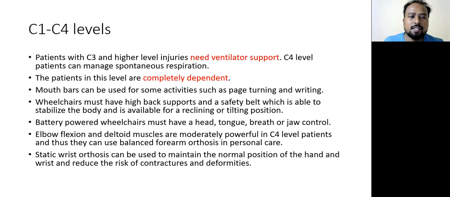If it is a complete injury at the C1 to C4 levels, this is really very, very unfortunate, and there is very little function we can expect. Patients will mostly be on ventilator support. They're completely dependent. If you want to read everything on this slide, you can pause and read, because I didn't mean this to be a very extensive presentation. So those who need more information, you can pause and read what is given.